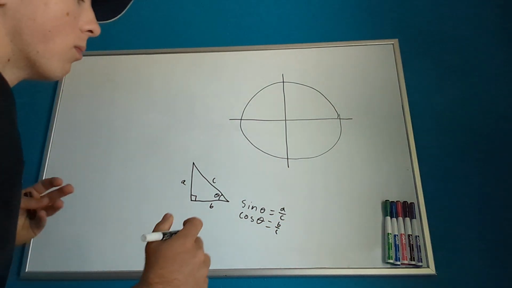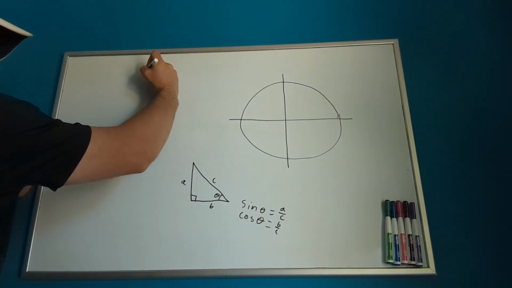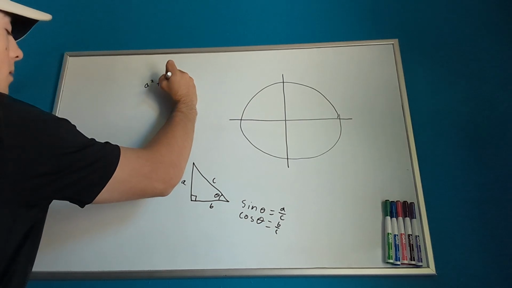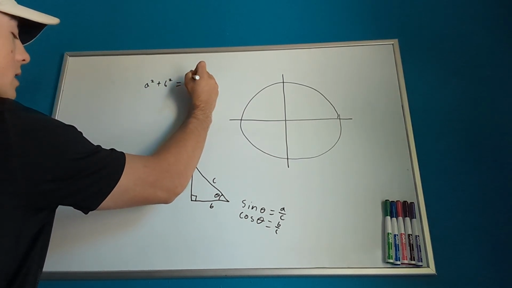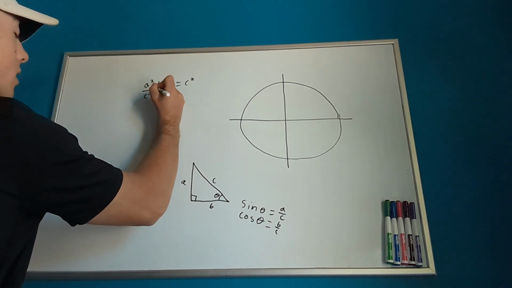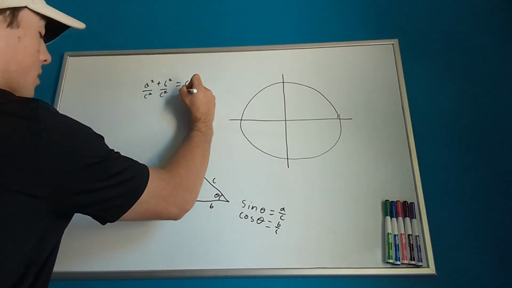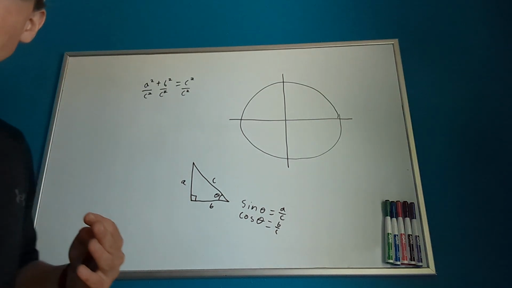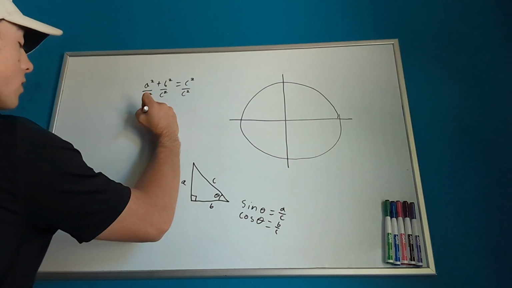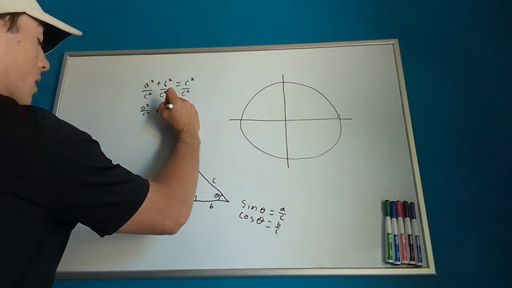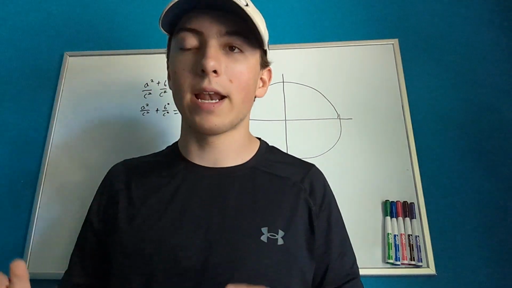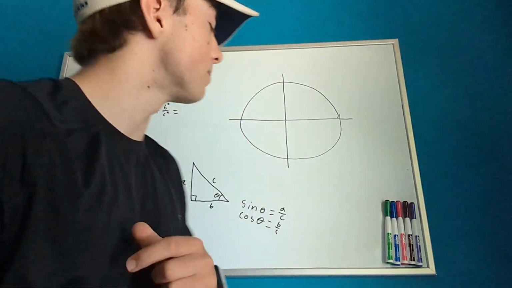All right, now what we want to look at is the Pythagorean theorem, which is A squared plus B squared equals C squared. Now we want to divide all sides by C squared, because that keeps this equality true as long as we divide everything by C squared. And what we end up with is A squared over C squared plus B squared over C squared equals C squared over C squared. Anything divided by itself is 1.